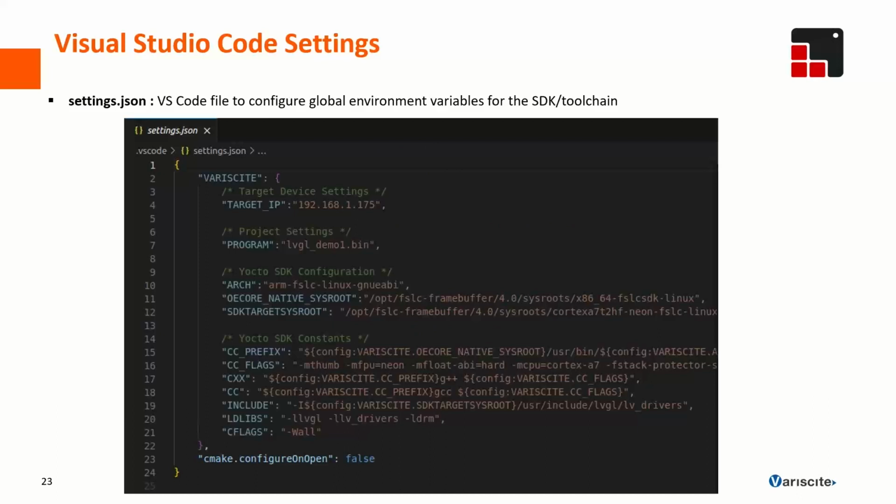We have the settings. These settings report the target IP of the board and the name of the program that you are going to compile. Almost all of this is a cut and paste of what you can see in the wiki. But let me stress the CC_flags. This is not in the wiki, and probably will be added shortly.